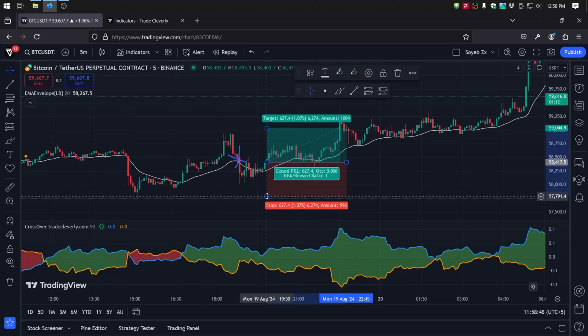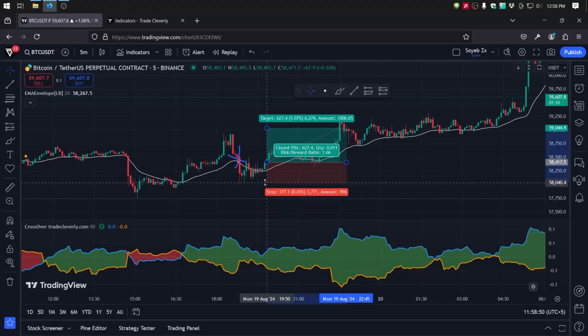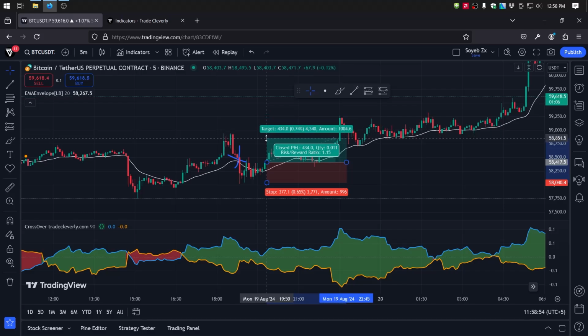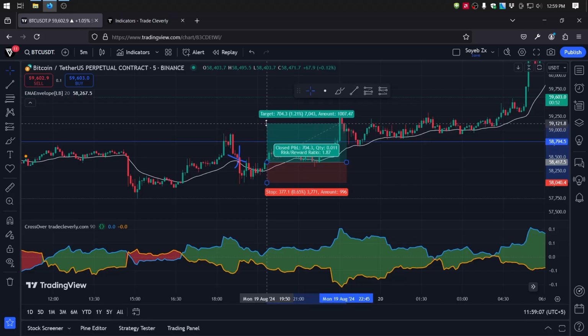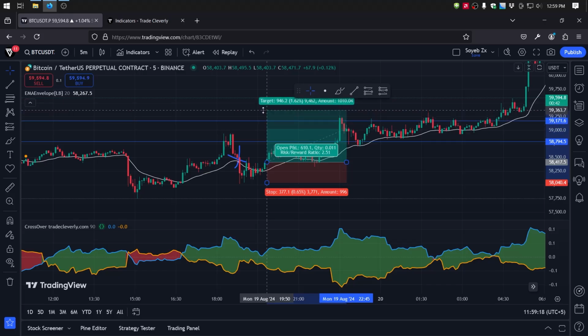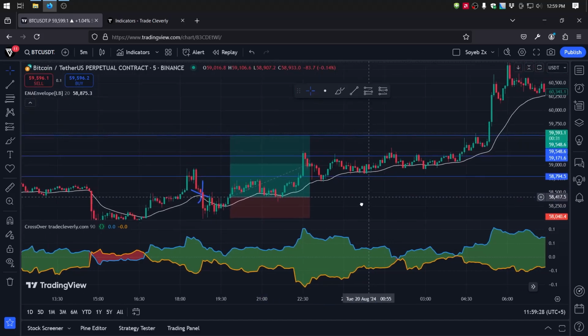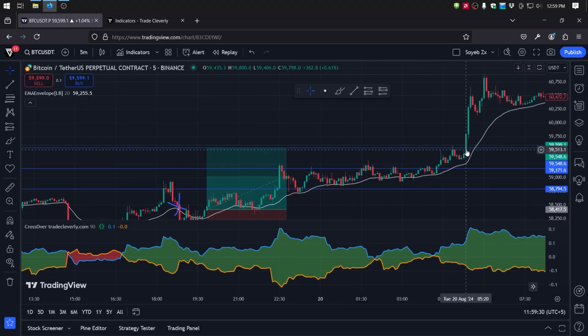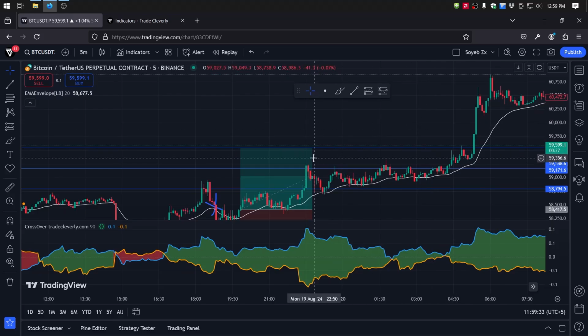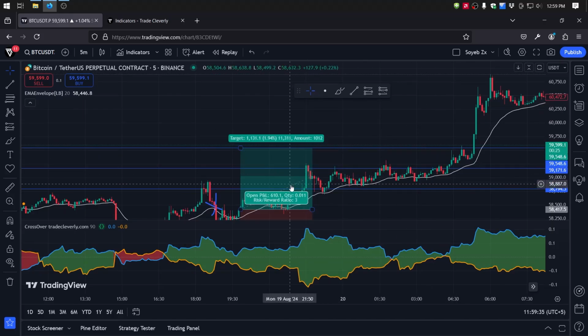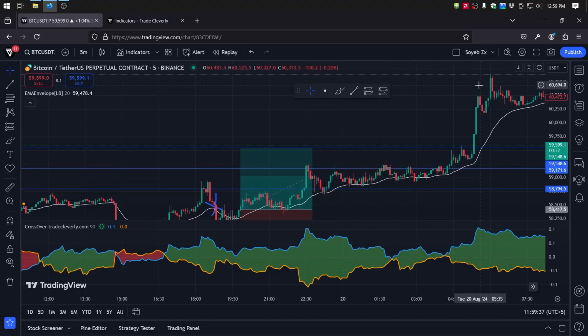Your stop loss will be below the recent swing low, your first profit target will be 1 times the stop loss, the second profit target will be 2 times the stop loss, and the third profit target will be 3 times the stop loss. As you can see, this trade successfully hits profit target 3 and even more. So if you have good risk management knowledge, you can increase your profit target as well.